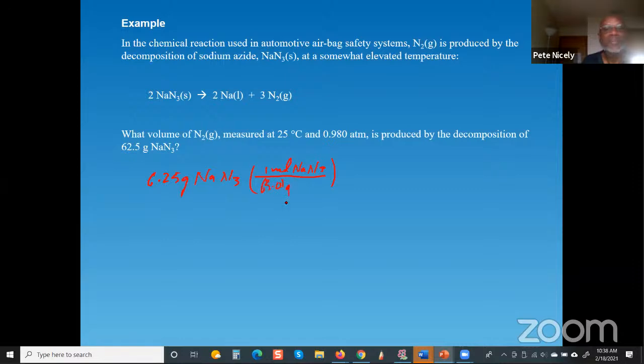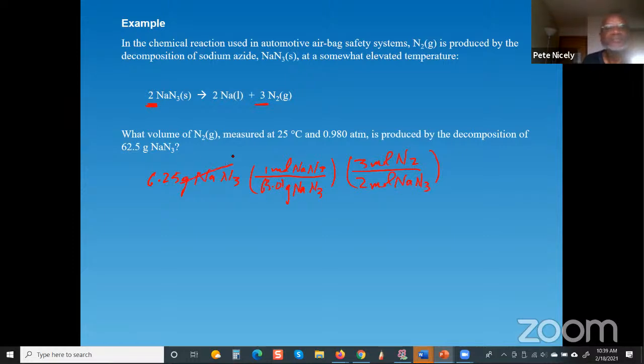65.01 grams of sodium nitride. That will go here, right? Oh, by the way, so that's the moles of sodium nitride. Now, the next thing I'm going to do is look at the mole ratio between the sodium nitride and the nitrogen, I'm sorry. And you see that's a 3:2 mole ratio. So I would represent this as 3 moles of nitrogen divided by 2 moles of sodium nitride.